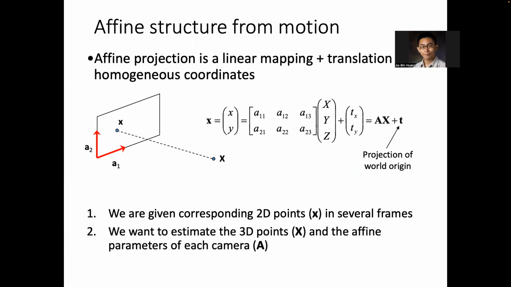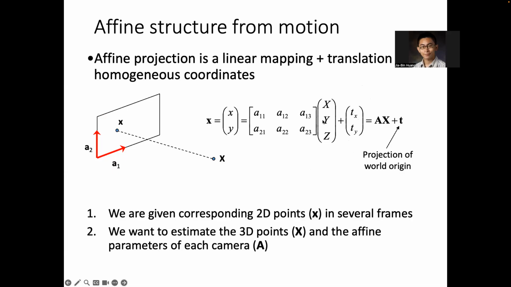This is called affine projection. This projection looks like this, right? You have an XYZ point in the 3D world, and based on these two vectors A1, A2, it will get projected onto this image frame, with some projection of the world origin. Okay, so this is the simplified projection model.